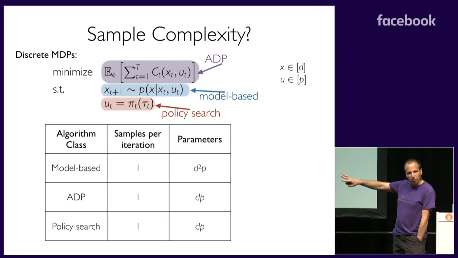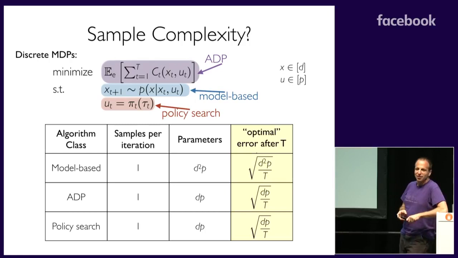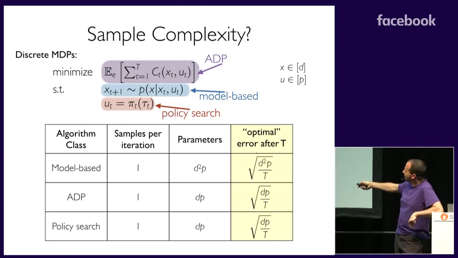So the optimal error, if I were to write it down and guess what would be optimal, again this is very naive, just chicken scratch on a piece of paper, would say that roughly these are the sample complexities. Sample complexities have parameters in the numerator and number of samples in the denominator. They suggest that ADP and policy search are probably more efficient than a very broad model-fitting approach to model-based RL.